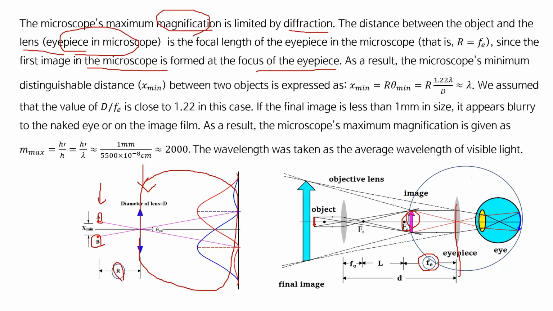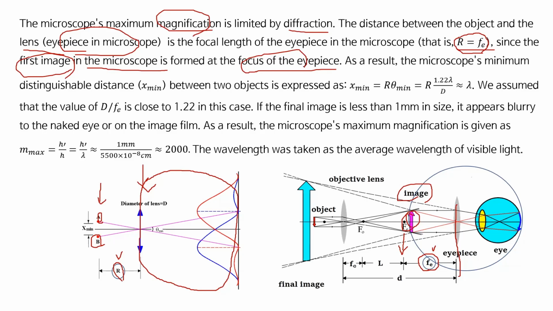And the first image is formed at the focus of the eyepiece, so close to the focus of the eyepiece. So in this figure, R corresponds to Fe here in this figure. So we can set R equal to Fe.